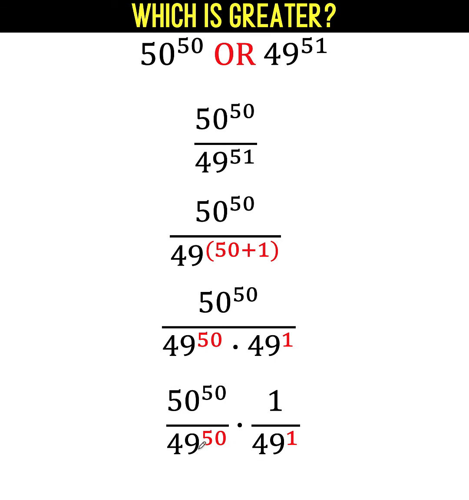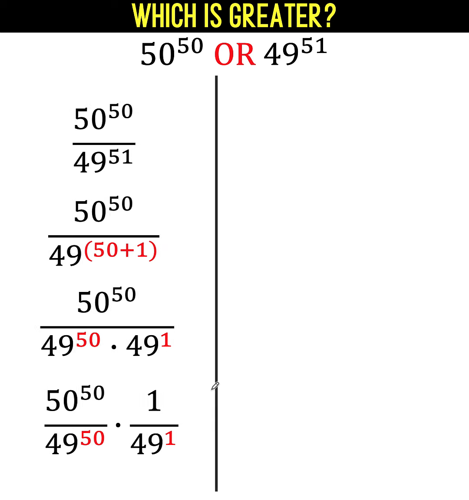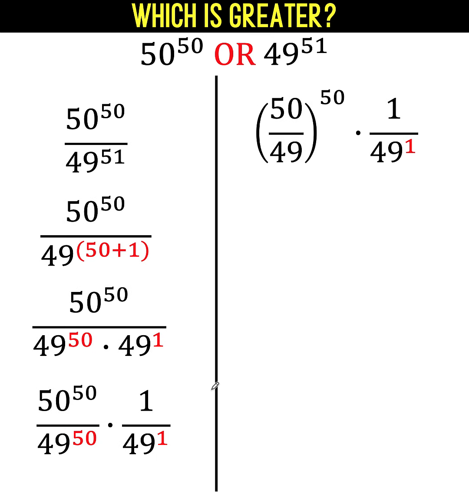When you have this ratio of exponential numbers with the same exponent, we can raise this as one single factor by getting the ratio of their bases and raising them to the common exponent, 50. So we have 50 over 49 raised to the common exponent, 50, and we just copy 1 over 49. Now, how can we simplify this?